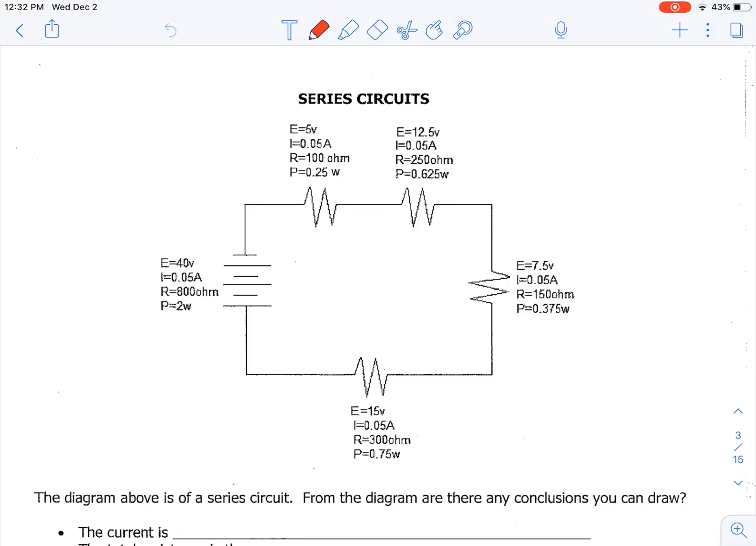Hello students. Today we're going to add on to our conversation about Ohm's law and electricity, and we're going to talk about series circuits. This is like page 3 of the lesson guide if you printed it out, so you can use that to follow along if you'd like to.